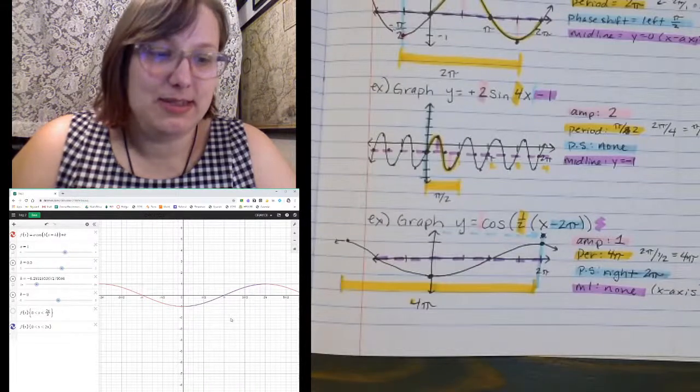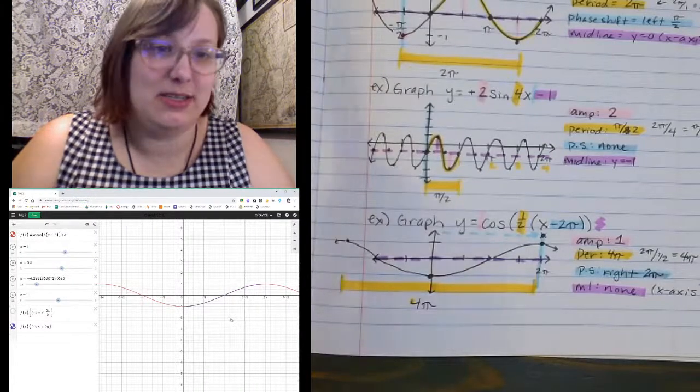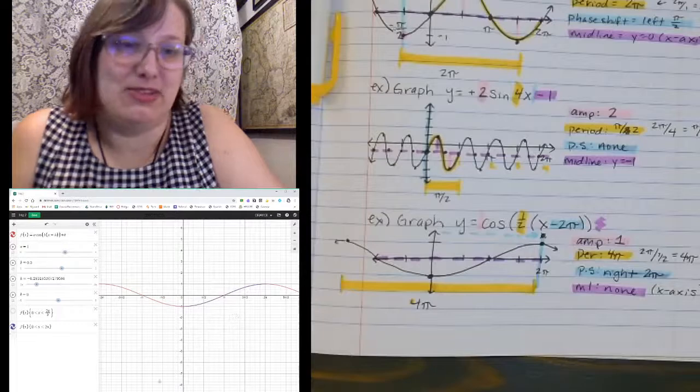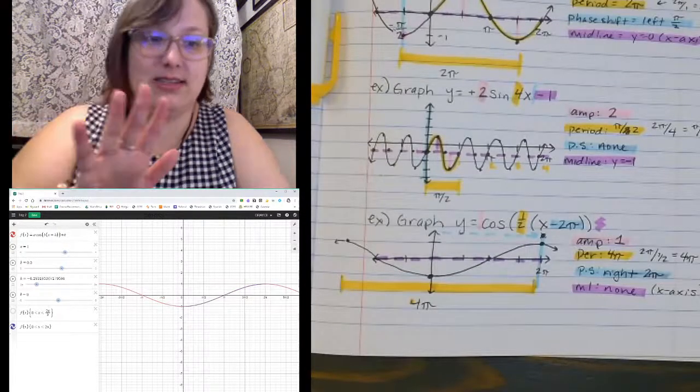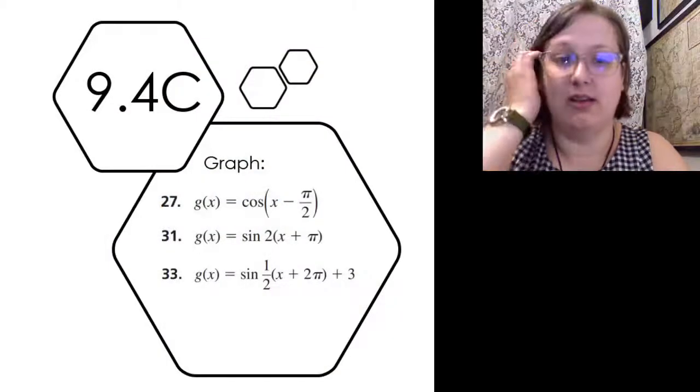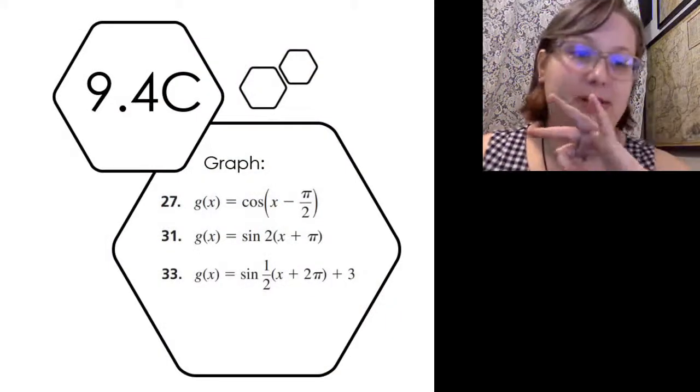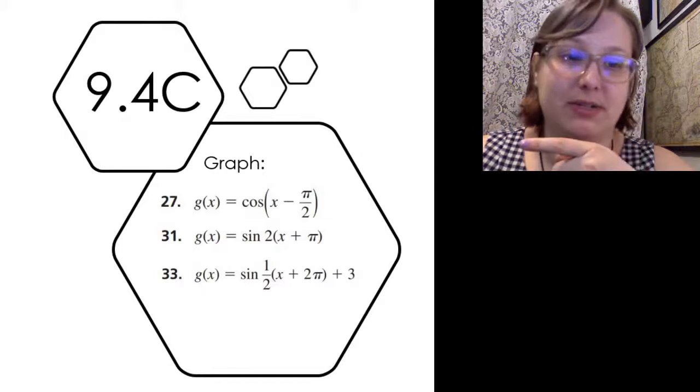I need to stop this because it's already 45 minutes of me talking to you, and I'm supposed to keep this under an hour total. So let me show you your homework. You can pause this here if you're not done yet. But here's your homework. I'm only giving you 3 to graph. So we graph 3 together. You're going to graph 3 on your own.